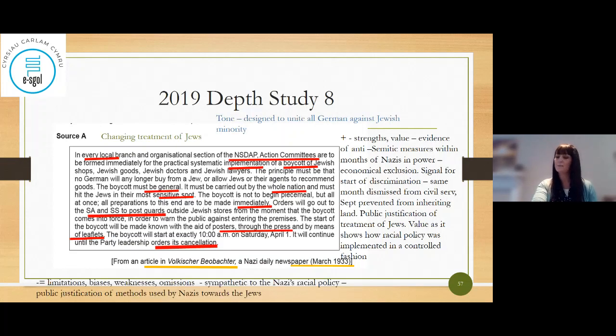Now, on the other side, you have the minus: the limitations or biases or weaknesses or any omissions that have been left out, okay? So obviously here, the limitation is that because it's a Nazi newspaper, it's going to be sympathetic to the Nazis' racial policy, and it is obviously publicly justifying the methods that they are now starting to use against the Jewish population. So we would be careful with this source because of those limitations. So a plus and a minus, okay? Really, really simple bullet points, so you know where you're going with the write-up of this source analysis later.